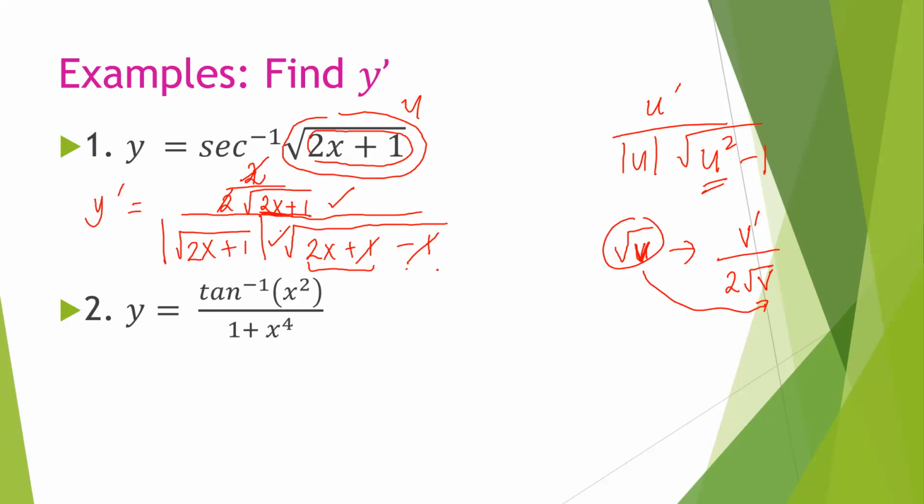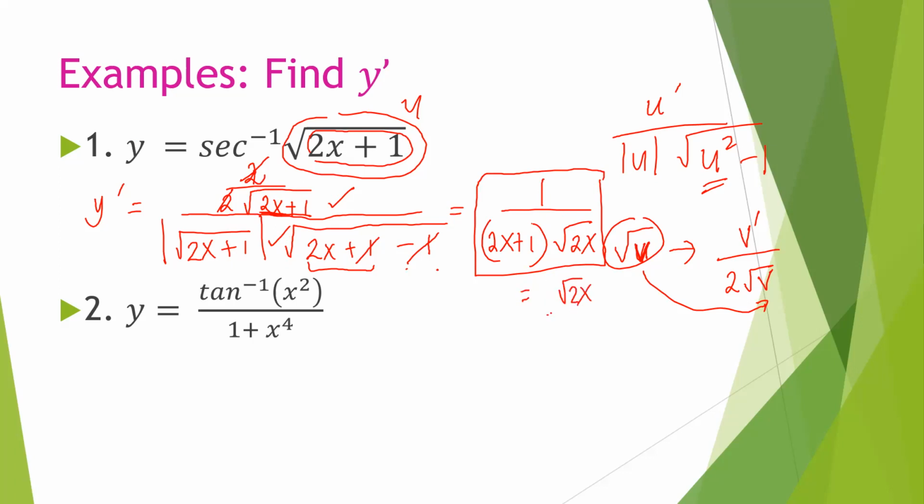So the square root symbol just disappears. What remains on top is just 1, and then 2x plus 1 on the bottom, multiplied by the square root of 2x. This is your y prime. It looks neater now. If you are still the OC type and want to rationalize that, it will be square root of 2x over 2x plus 1 times 2x.